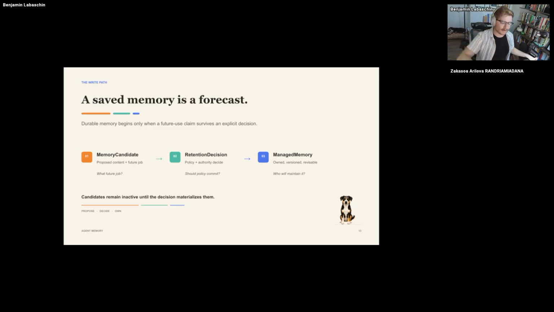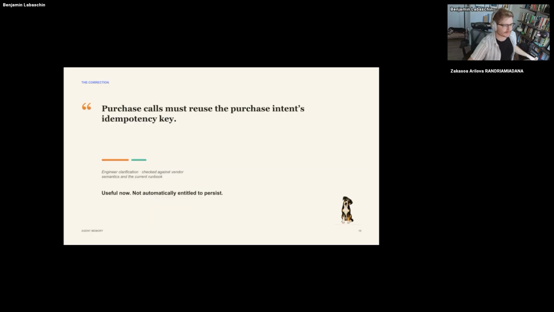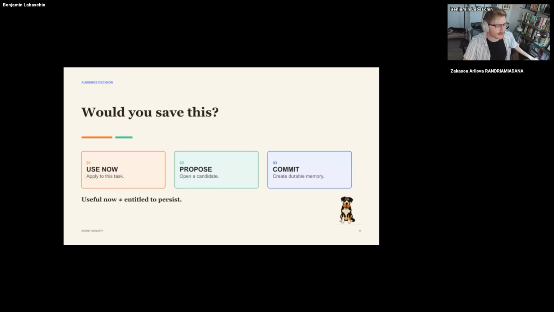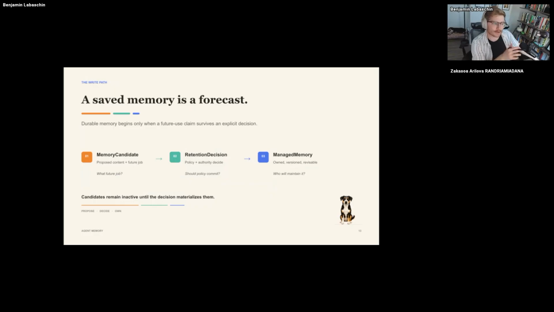In the case of the purchase clause must reuse the purchase intent and idempotency key, we can say, okay, that's a memory candidate. Then we give a retention decision articulation to our agent to autonomously and automatically decide, given this schema, does the memory candidate deserve to be chosen? And if so, where is it going and who will maintain it? Again, I am gliding over a lot of the details, but I want you to think about memories as very intensive. There's a process to it.